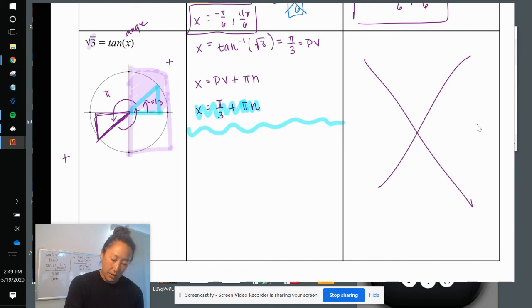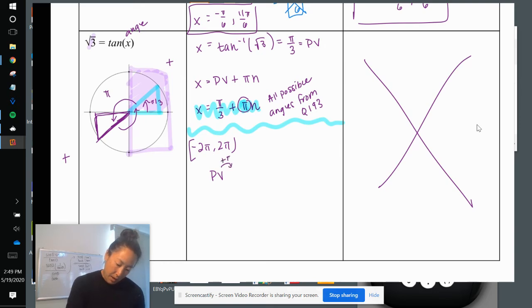So this is the answer for the first part. This is all possible angle answers from quadrant 1 and 3. All right, we're going to solve for the angles between negative 2 pi and 2 pi, with negative 2 pi being included. And I'm going to give you a faster way to solve for the angles. So you start with your principal value, and then you're just going to add whatever it says here. It says to add pi. So we're going to add pi to give us our next value, and then add pi again to give us the next value.